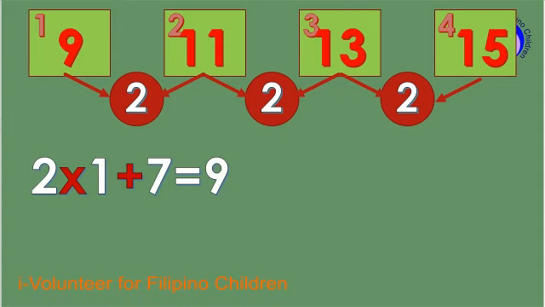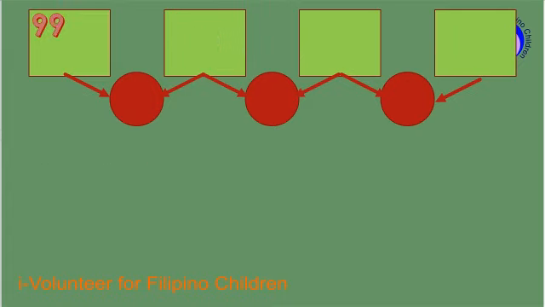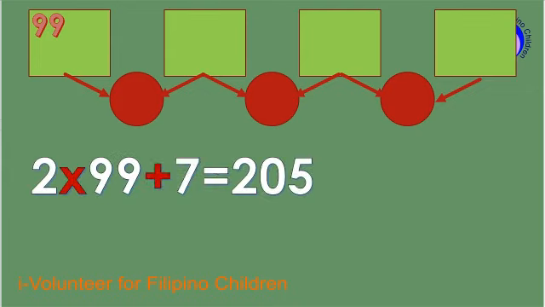For the first term, 9 is correct. For the second term, 11 is correct. For the third term, we have 2 times 3 is equal to 6 plus 7 is equal to 13, and it is correct. And the fourth term is also correct. Now let's find the value of the 99th term. The 99th term has a value of 205.